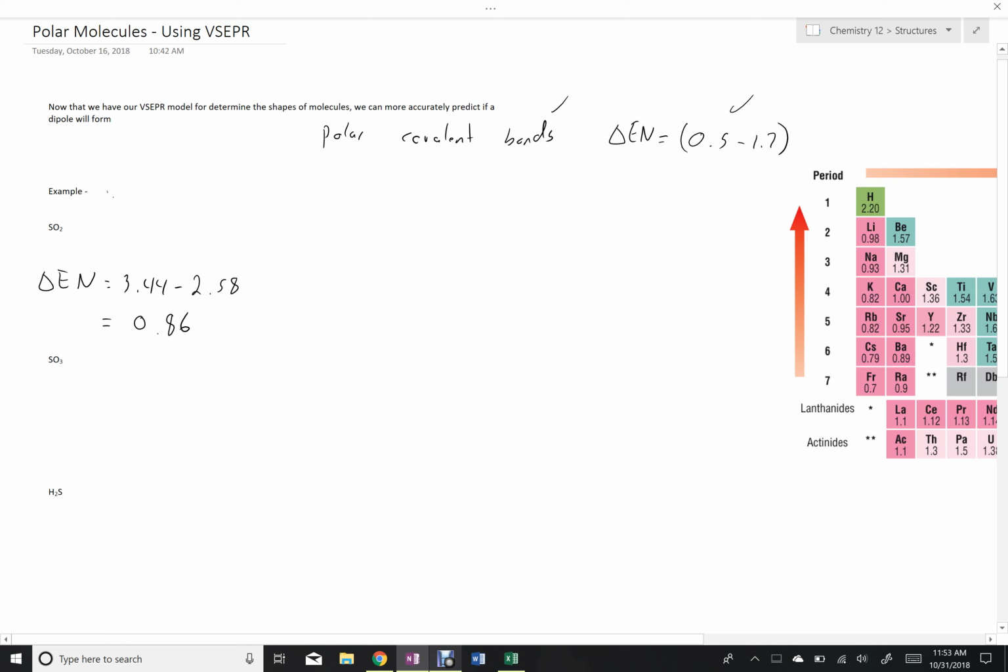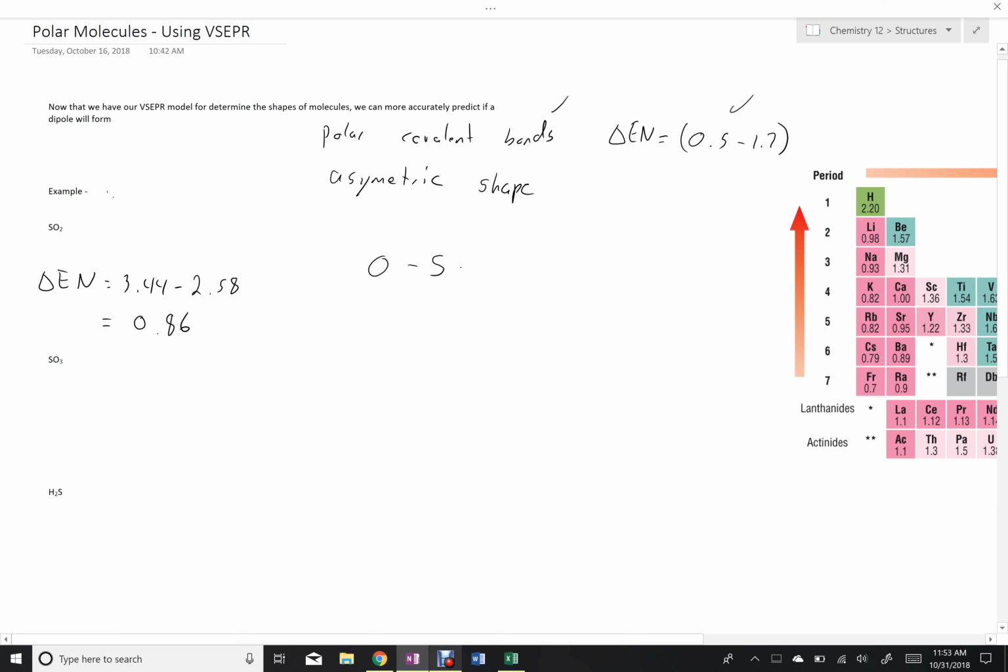And the second thing that we need to make sure of is that it has an asymmetric shape. If the shape is perfectly symmetric, then we can imagine that these dipoles pulling in all the different directions might cancel each other out. So now I'm going to do the Lewis structure of this SO2 and see what shape it takes on according to my VSEPR chart.